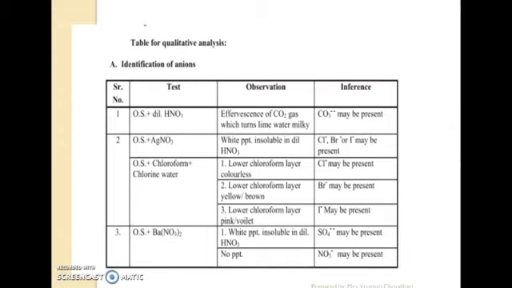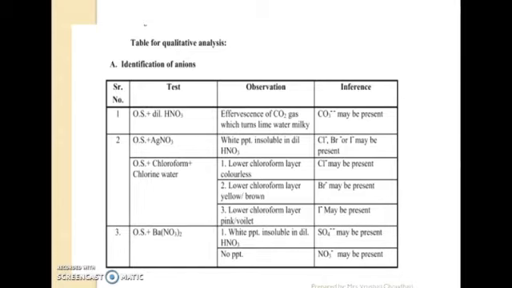The first anion is the carbonate group, which is identified by adding a small amount of nitric acid. If carbon dioxide is present, then when we add dilute HNO3, it will show bubbles. Did you observe a cold drink? When we pour a cold drink like Thums Up or Sprite into a glass, what do we observe? There are carbon dioxide bubbles coming through. That is called carbonate, CO3 2-, may be present.